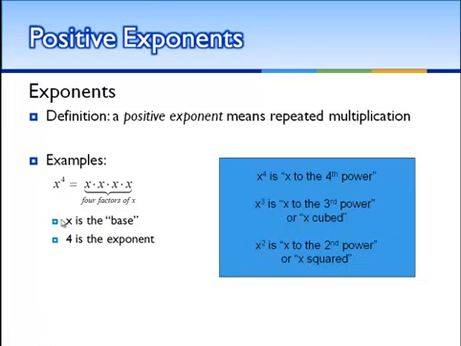Now when we say it as I did, x to the fourth power, or in this example, x to the third power, that one has a special name. We sometimes call that x cubed. And x to the second power has a special name as well. We often call that x squared. For anything to any other power above 4, there are no special names. You just say to the nth power.